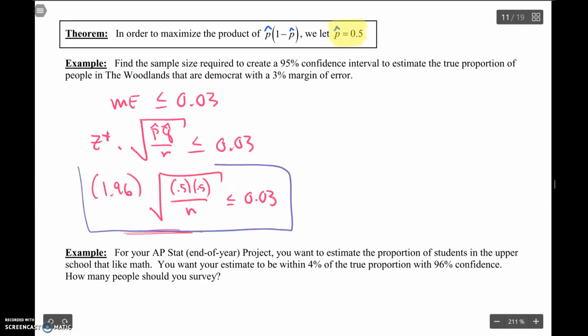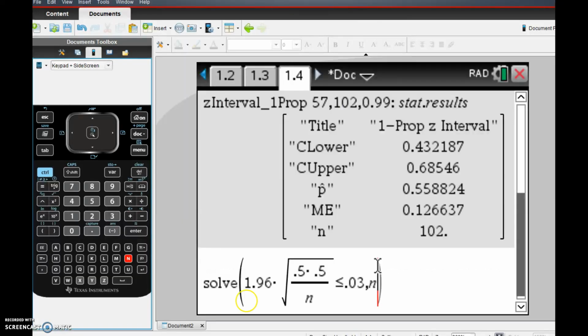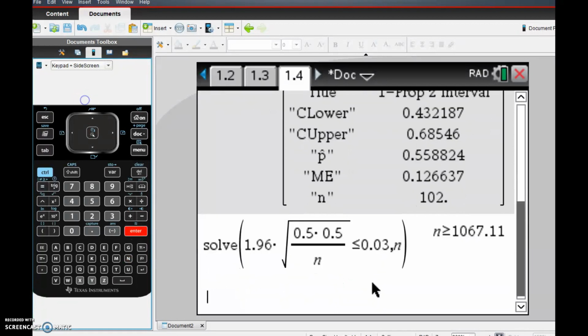This is not a class in mathematics. I'm not testing to see if you know how to solve this inequality. And if you're doing this on a test, it's kind of a waste of time. You can use your calculator, you can use the solve function, so let's not increase our chances of making a mistake and waste time by trying to solve it by hand. So let's just type it in the calculator, less than or equal to 0.03, comma n, that's how you use the solve function. Hit enter.